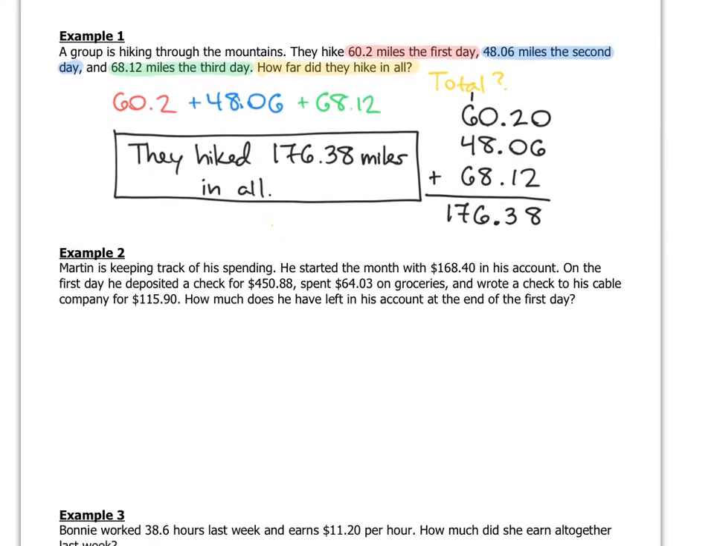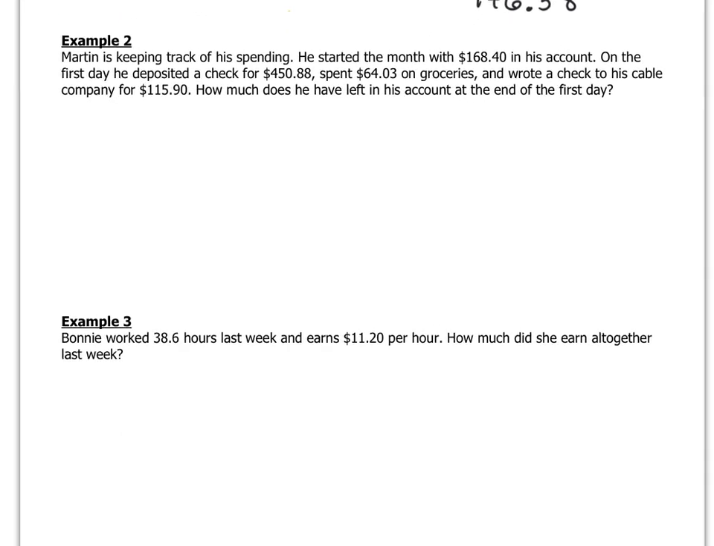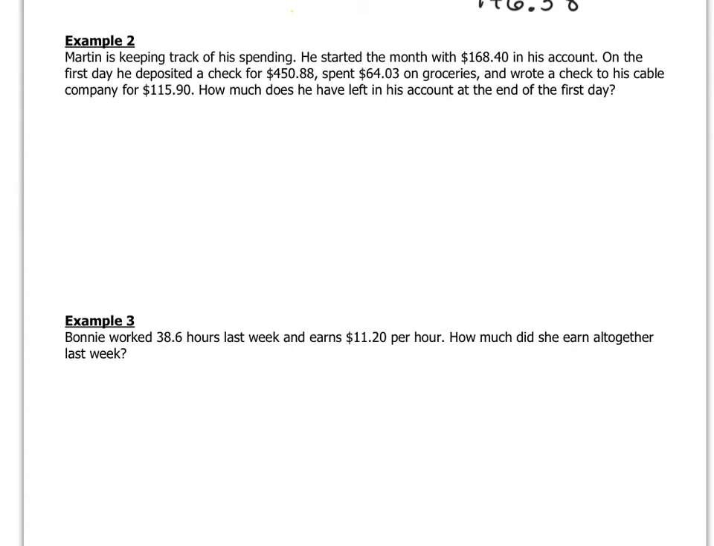Okay, let's look at number 2. In this problem, it says Martin is keeping track of his spending. He started the month with $168.40 in his account. On the first day, he deposited a check for $450.88, spent $64.03 on groceries, and wrote a check to his cable company for $115.90. How much does he have left in his account at the end of the first day?